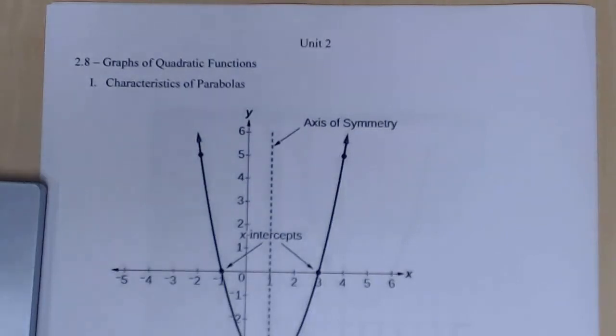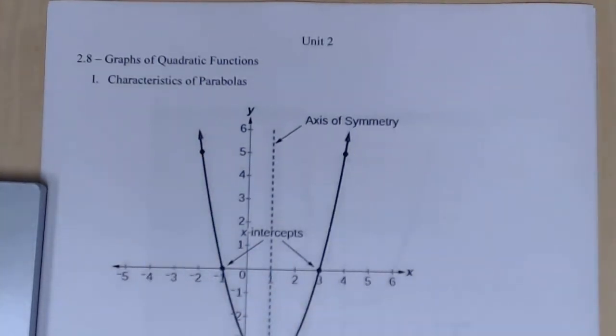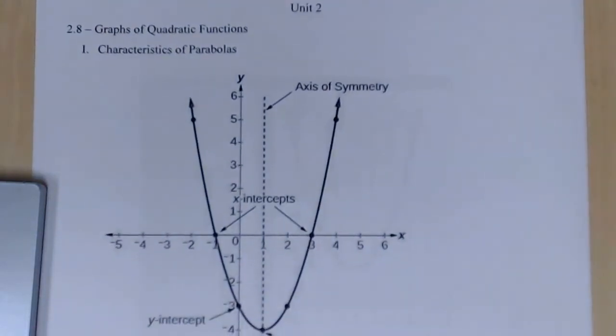In 2.8, we're going to be looking at graphs of quadratic functions. More specifically, we also call them parabolas. Sometimes if you really go East Texan with it, it looks like a parabola. It kind of looks like a bowl shape or a U shape when you're looking at them.